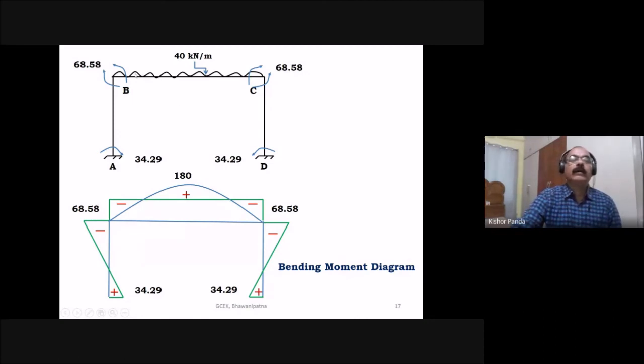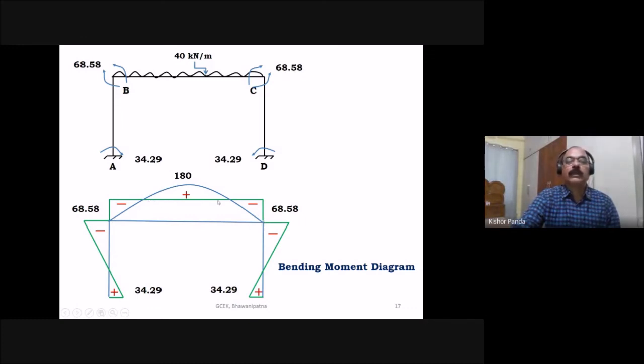Then by considering the external loading, you have to draw the free bending moment diagram. There is a UDL on the span BC. So what is the free bending moment? W L square by 8, where W is equal to 40 kilonewton per meter and L is equal to 6 meter. 40 into 6 square by 8, so you will get the value 180 kilonewton meter. The maximum ordinate of the positive bending moment diagram is 180 kilonewton meter at the midpoint, and the positive bending moment diagram is parabolic.